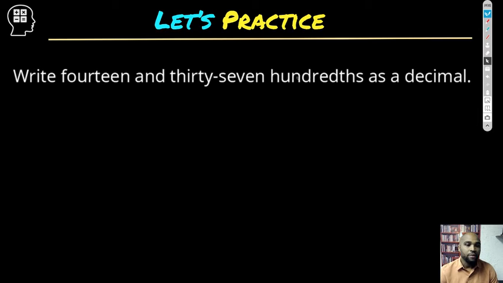What about this one, right? 14 and 37 hundredths. So that should be pretty easy, right? 14 and is a decimal, 37 hundredths. So this is the tenths, that's the hundredths. So we're good, 37 hundredths. Now again, if they would have said thousandths or ten thousandths, we would have added zeros to make sure it ends on that correct place.